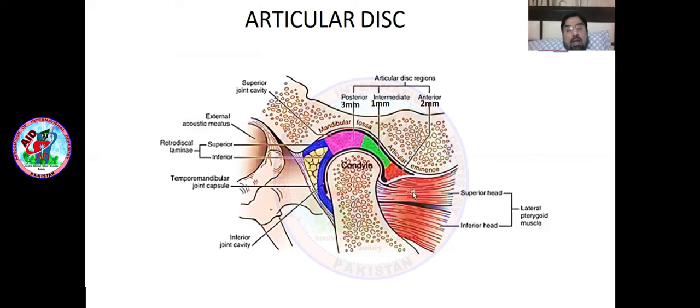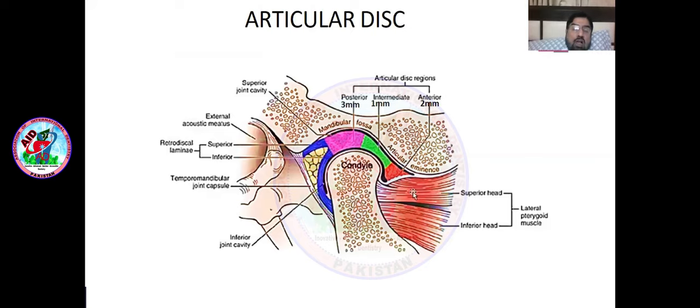But when you move posteriorly, see the yellow area. This yellow area is intermediate, and this intermediate is only 1 mm. So the condyle has to rotate in the middle portion. Anteriorly there is resistance, posteriorly there is resistance, and there is relaxation for the condyle in the middle area. So the condyle articulates itself in the middle area.